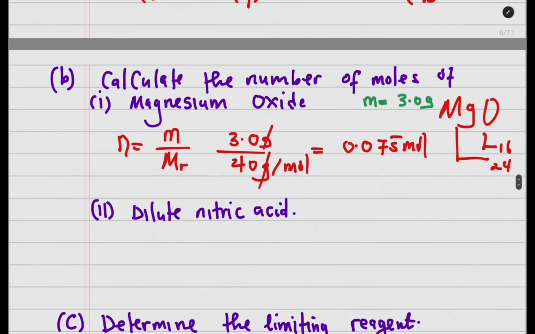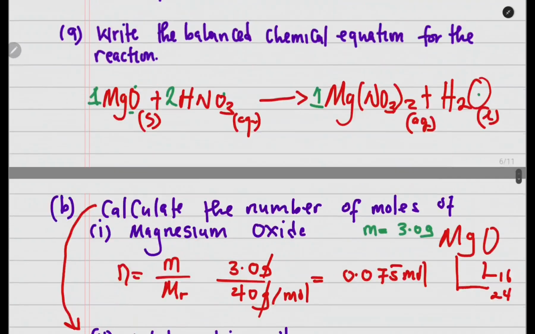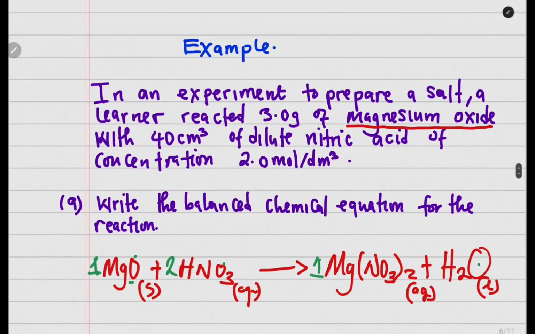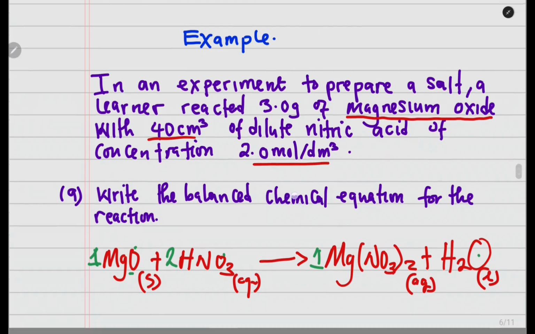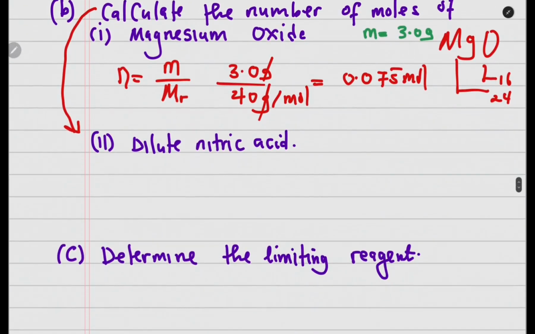Then calculate the number of moles of dilute nitric acid. This is still the same question. Now, if we are to go back again, we need to know the information that is given on nitric acid. So 40 cubic centimeter and the concentration of this. So we are given the concentration and the volume. And therefore, to calculate number of moles, something should come to your mind, that number of moles is equal to concentration multiplied by what? Its volume. And remember what I said, the volume should always be in decimeter cubic.